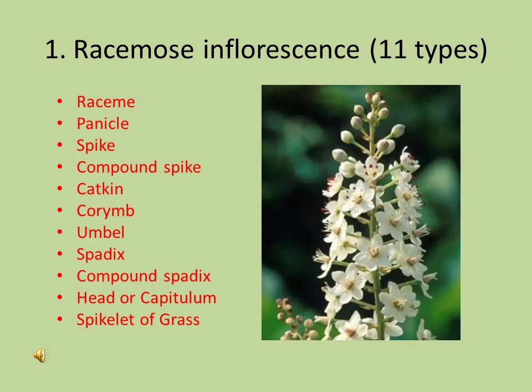Next type is spikelet of grass. Spikelet is a compound spike inflorescence consisting of a few units known as spikelets. This is characteristic of the family Poaceae. Each spikelet has a central axis known as rachilla. The rachilla bears a few bracts known as glumes. The lower glumes are sterile and they do not have flowers in their axil. These sterile glumes are called empty glumes.